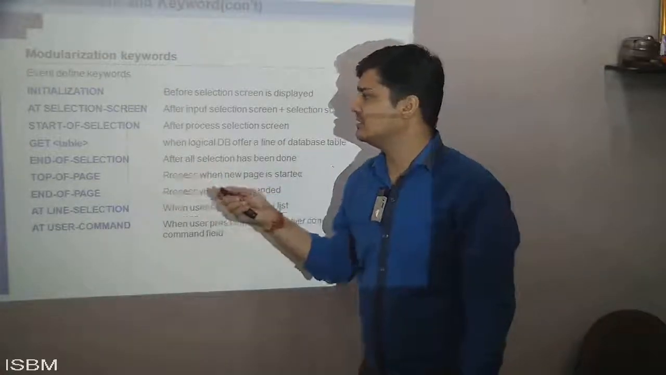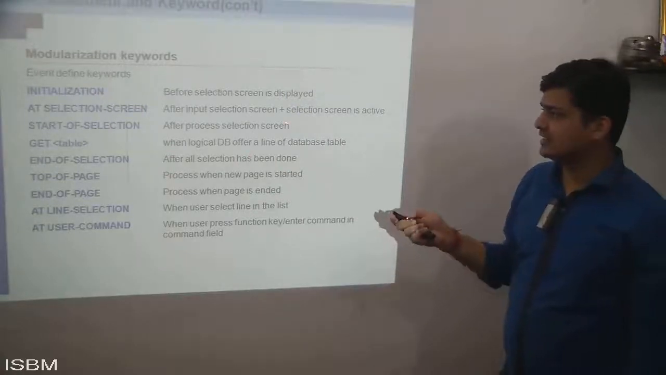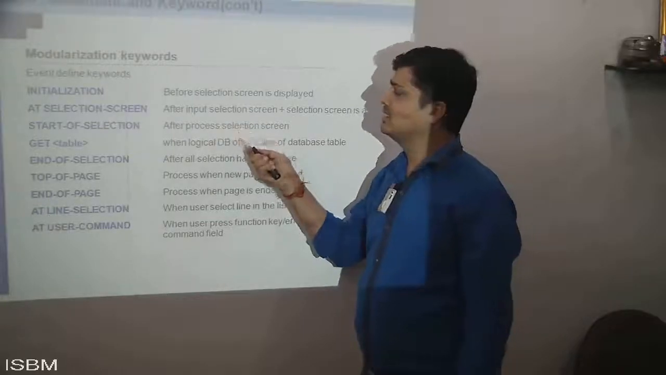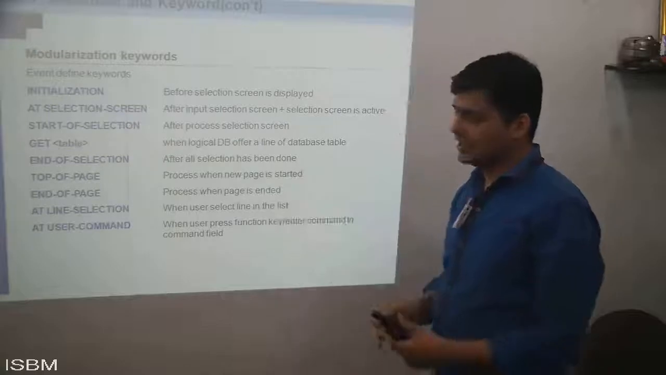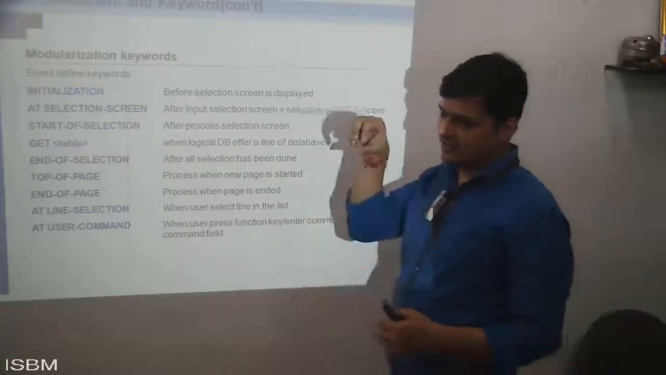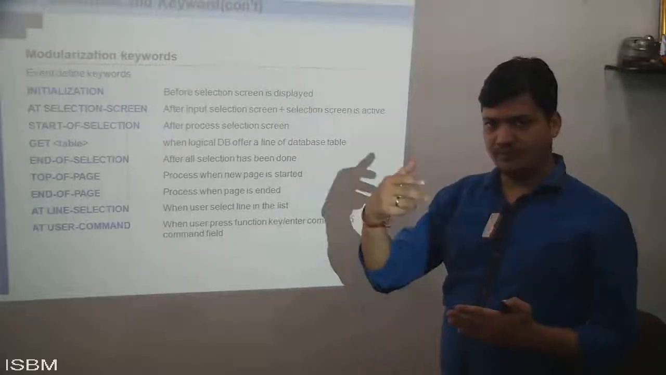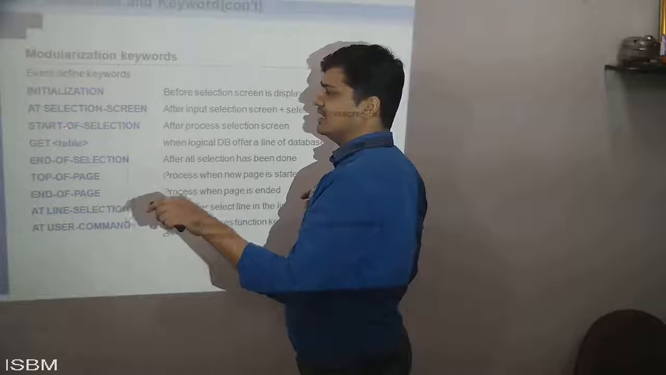Then start of selection. Start of selection is basically processed after the selection screen. So when you put Rahul Shankar over here, after that start of selection will start. What it will do is search for whatever you have written, Rahul Shankar, inside the program through your code. At that time this event, start of selection, is triggered.